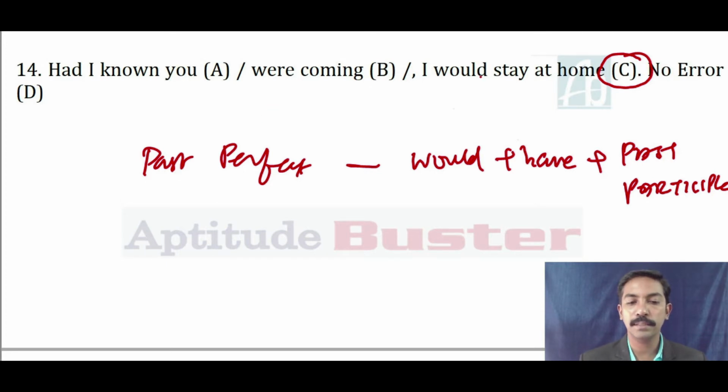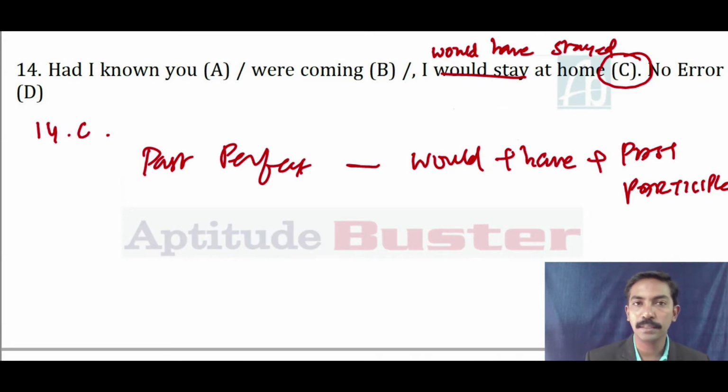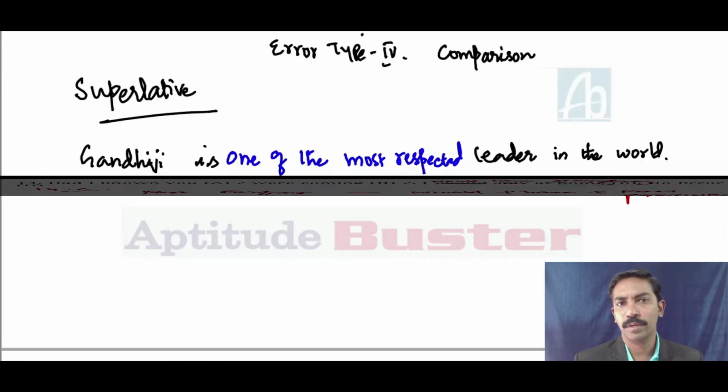The error lies in segment C. The correction is I would have. Question number 14, answer is C. I just want to emphasize, you can go through the concept once again, remember the tabular column and try to apply it on the questions. You can be very sure that you are getting answers right. And most importantly, you will find that you are getting answers in almost less than 10 or 20 seconds.